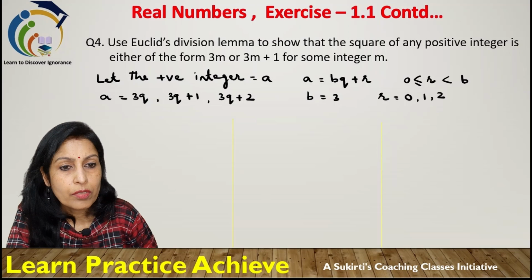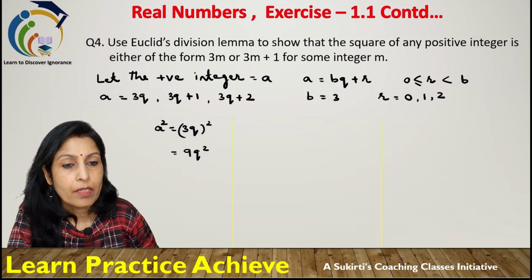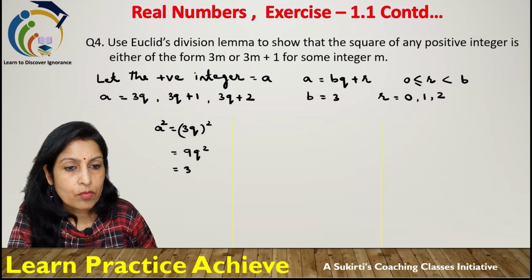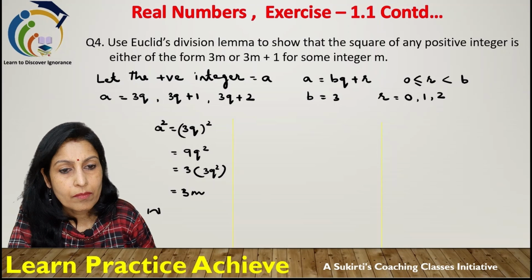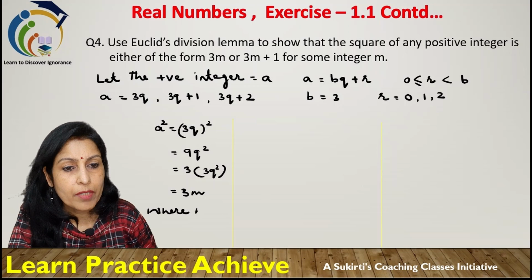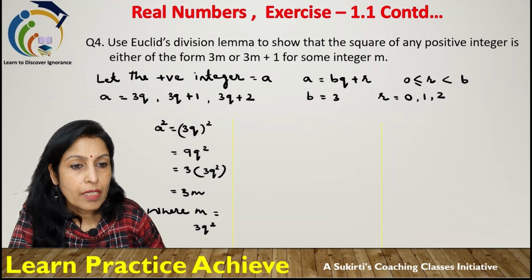So take the first value. If a is equal to 3q, then what is the square of a? a square, then you have to square this side also. So this is equal to 9q square. If you take 3 as common, then 3q square inside the bracket. This can be written in the form of 3m, where m is equal to 3q square.